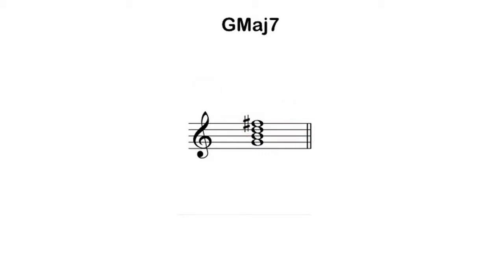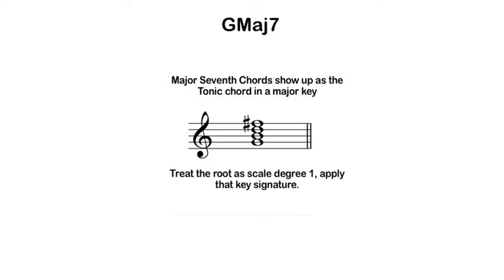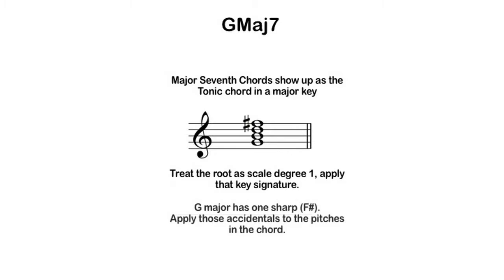If I were to use the second method, the scale degree method, for spelling this, I know major 7th chords appear as the tonic 7th chord in the major mode. So I can take the chord root, G, and take that as the name of the key, G major, which has 1 sharp, an F sharp. I spell my 4 notes, and then I put the key signature for G major on the appropriate pitches. In this case, I have an F, which needs to be adjusted to an F sharp.